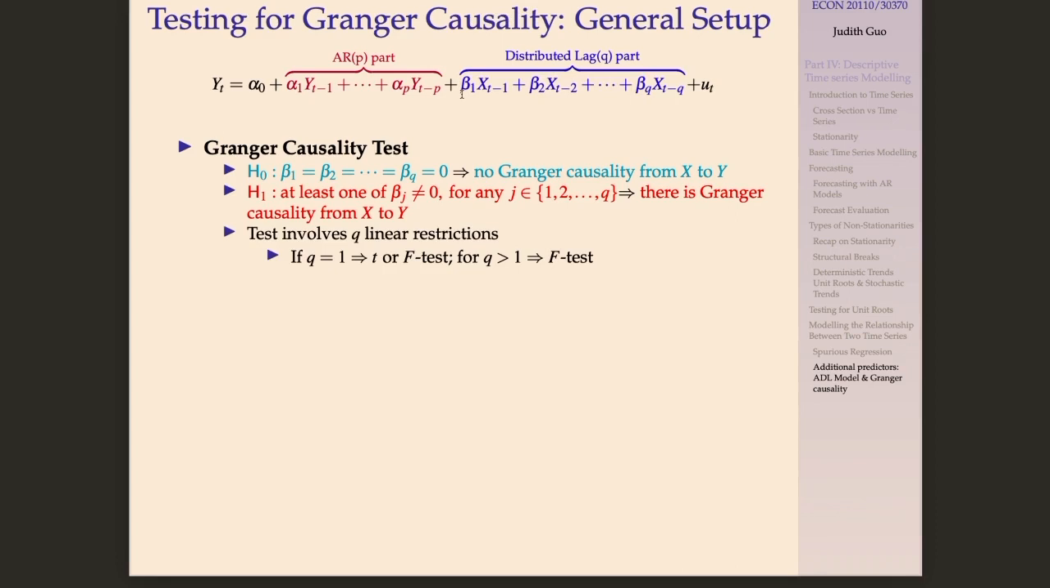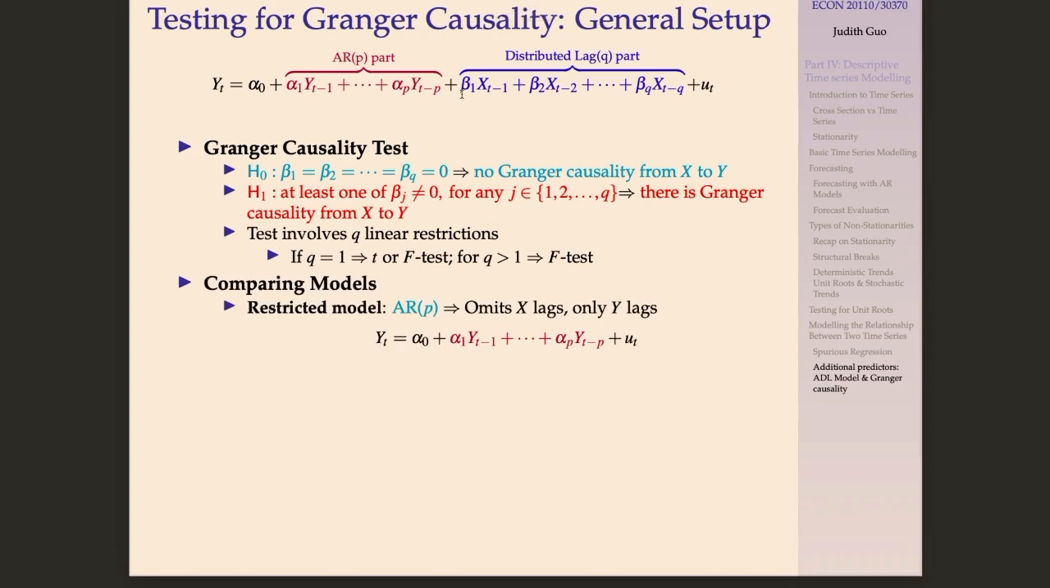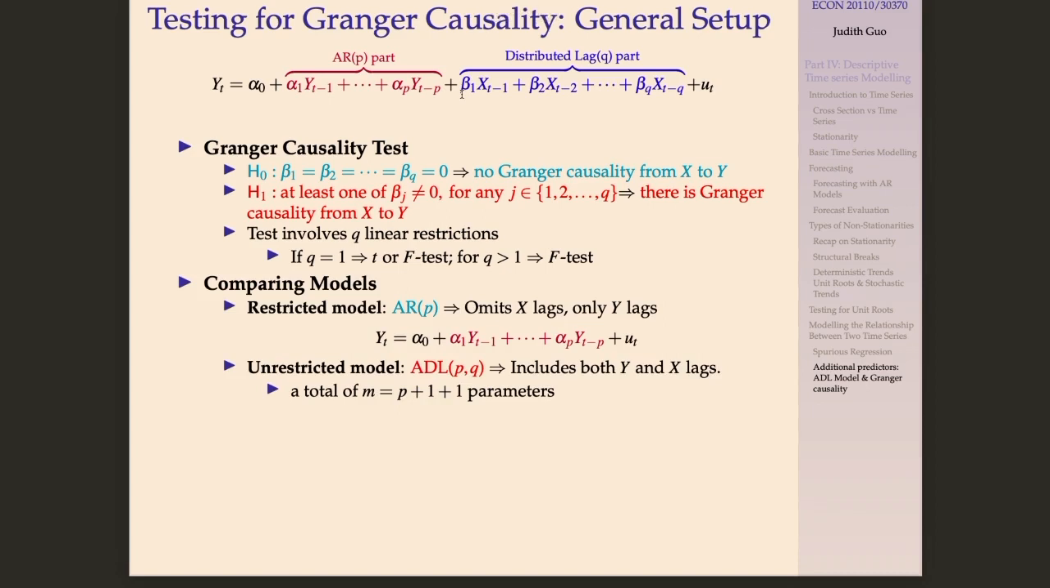If Q is 1, which means we have an ADL(P,1) model, we could use a T or F test. If Q is greater than 1, multiple restrictions, F test. Always under the null hypothesis, our restricted model is the AR model. There's no distributed lag part. We omit all the lags of X in the restricted model, whereas the unrestricted model is the ADL(P,Q). There are a total of, I think there's a typo there, M equal to P plus Q plus 1 parameters, okay?